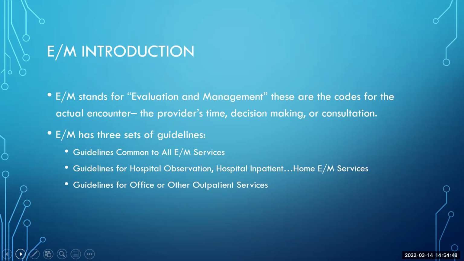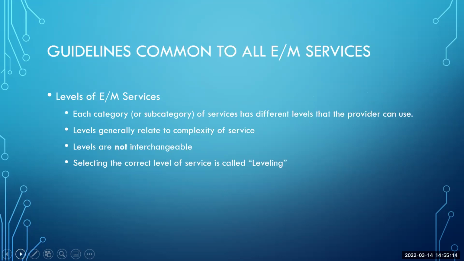So basically, there are guidelines specific to outpatient office type services, and guidelines specific to hospital services, retirement home, rest home type services. So things that are not necessarily office services, okay? But today we're just looking at the guidelines that apply to all E&M services. All right. I'm going to jump over to the manual real quick, and we'll also look at the guidelines themselves.